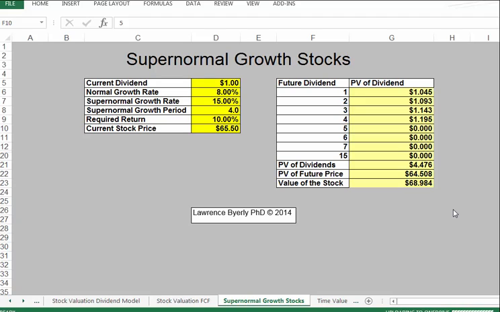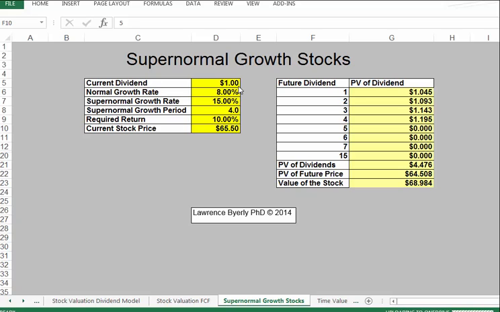All right. This model or stock valuation process is referred to as the supernormal growth stock. Sometimes they refer to it as the variable growth stocks. Supernormal, I think, is a little bit more self-expressive of exactly what's going on here. So let's just walk our way through the variables and talk about the scenario.